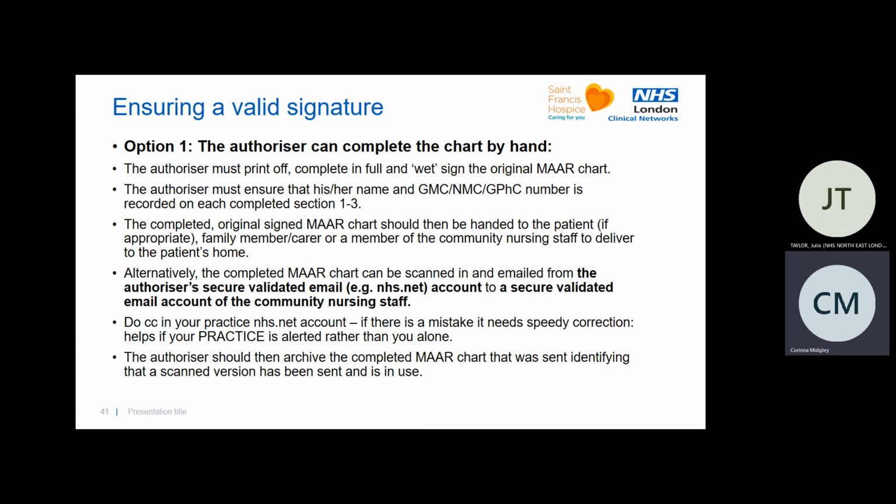And finally, to make this authorisation valid, you need to ensure a valid signature. It can be a wet signature. Usually that's what you'd use if you were completing this chart in a patient's home. You just must remember to complete your GMC, NMC or GPhC number and put your name in capital letters as well on the top right hand side. And you just need to sign against each drug that you've authorised as well. And then normally that hand completed chart could be just left in the home.